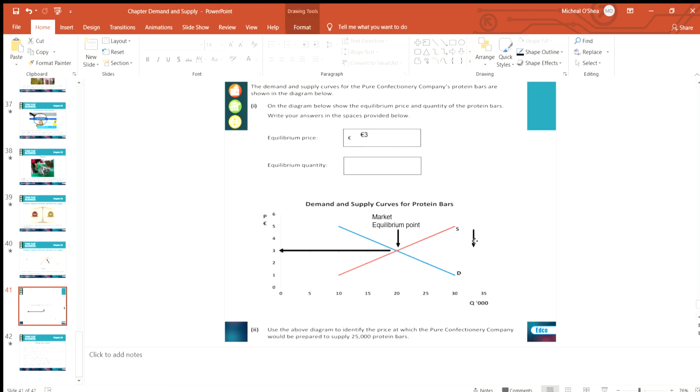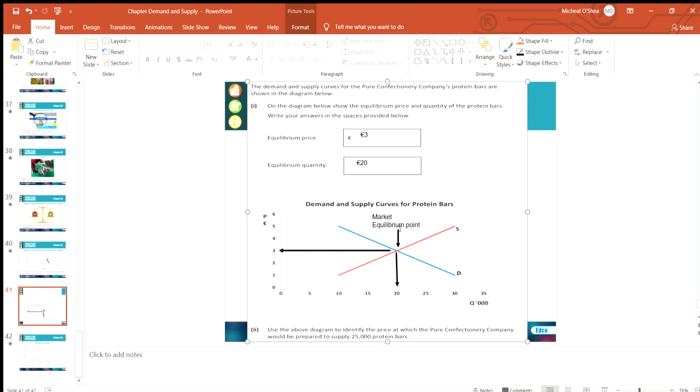And for my quantity, again, that's my equilibrium point. If I work my way down to the x-axis, I can see it's at approximately 20. So my equilibrium quantity is going to be 20, and that's how we fill it out. We're asked to find our equilibrium price: you get your point, go across to the y-axis, our price line, and it's €3. We're asked to find the equilibrium quantity: we work our way down to the x-axis, because this is our quantity, and it is 20.